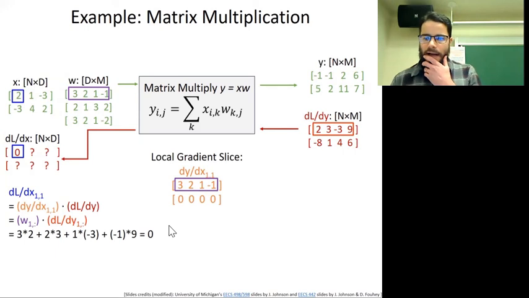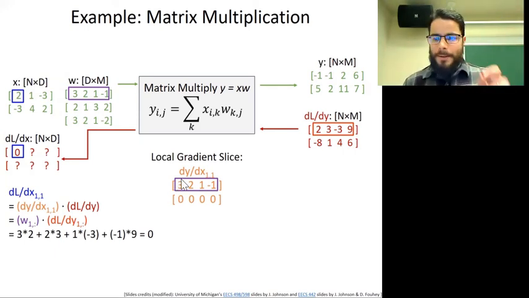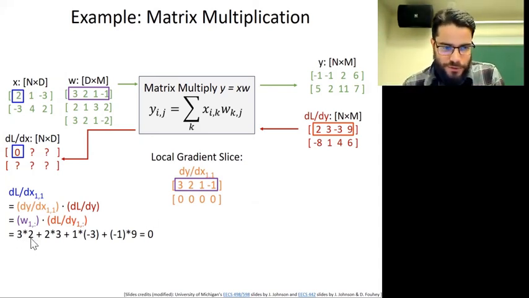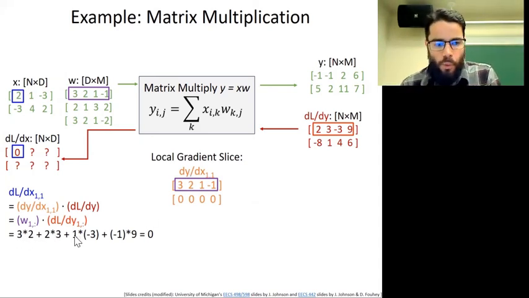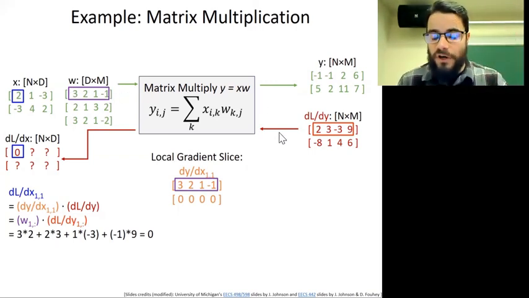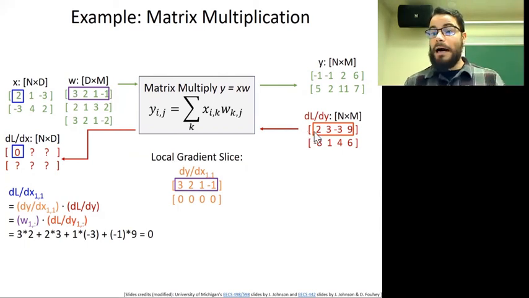Something very interesting happened here. As you can see, the actual calculations that we did to find this one element of the downstream gradient were 3 times 2, 2 times 3, 1 times minus 3, and minus 1 times 9. That means that we are actually using the values of the first row of W and multiplying them by the values of the first row of our upstream gradient. So that's super interesting, right?